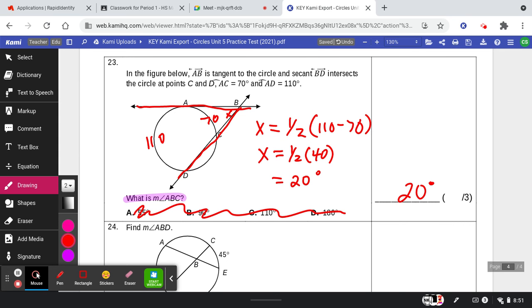Now, if on the test anybody thinks they find a mistake like that in the test that I made, please just raise your hand and let me know. Like, I got this answer, but it's not part of the multiple choice. So this one is 20 degrees.